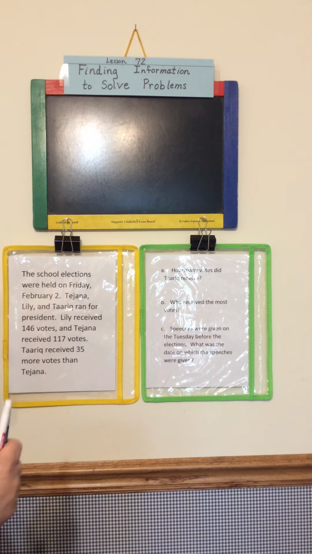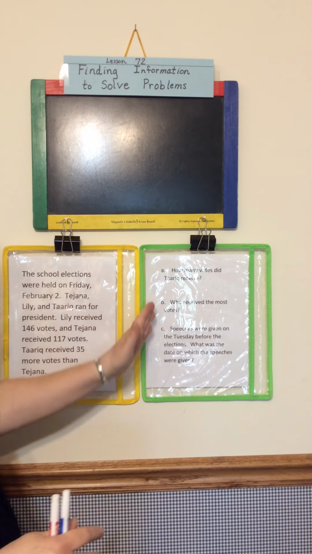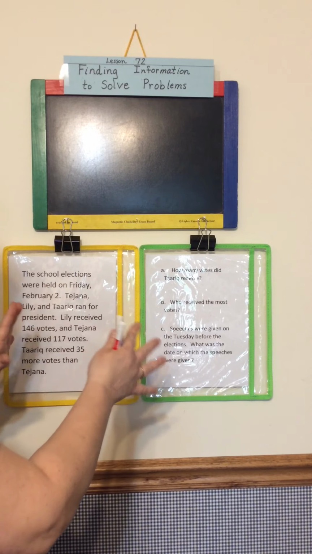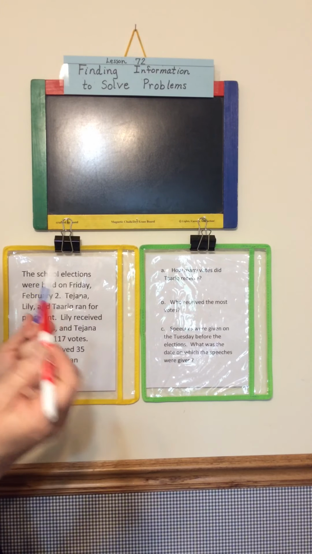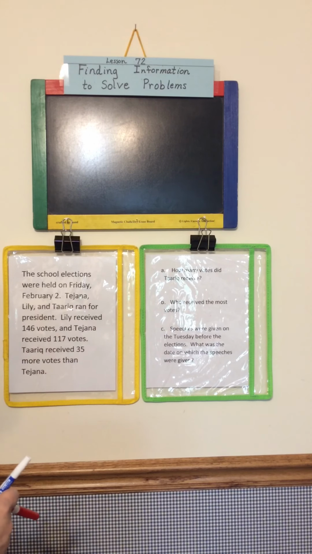So today, the first thing that we need to do is we need to read. And we need to read very carefully. And then we need to read our questions and look for things that might help us solve those problems and use some colors to help us find them. So let's begin. The first thing that we're going to do is read what is happening.